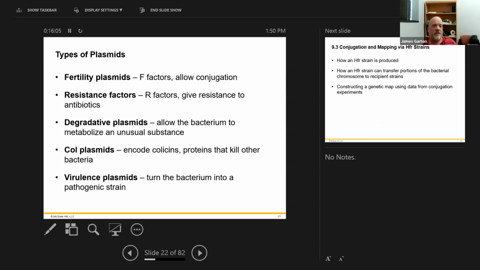And so there are types of plasmids: fertility plasmids, resistance factors. They supply resistance to antibiotics. There are plasmids that contain genes that allow you to make enzymes for metabolizing unusual things. Some plasmids allow certain bacteria to kill other bacteria. And some plasmids can convert a non-virulent bacterium into a virulent bacterium, non-pathogenic to pathogenic.